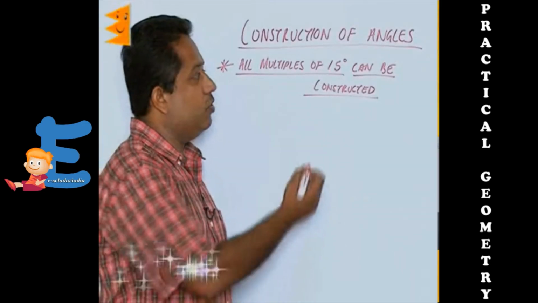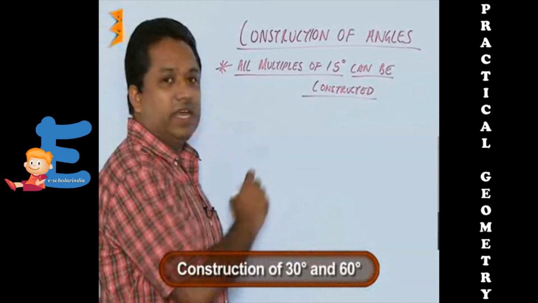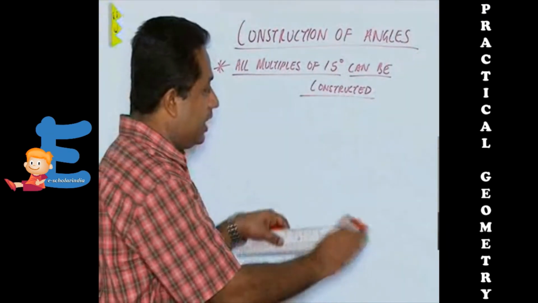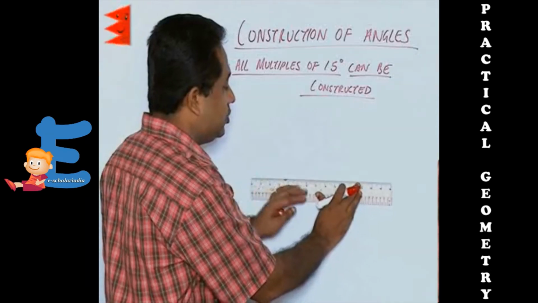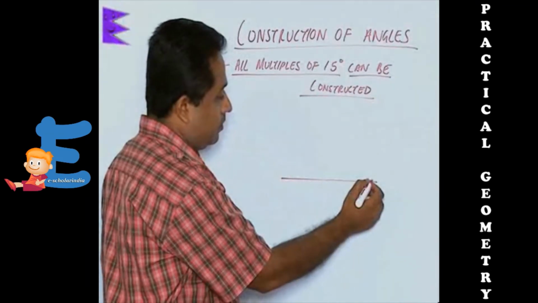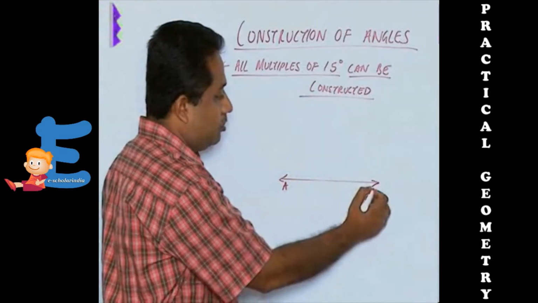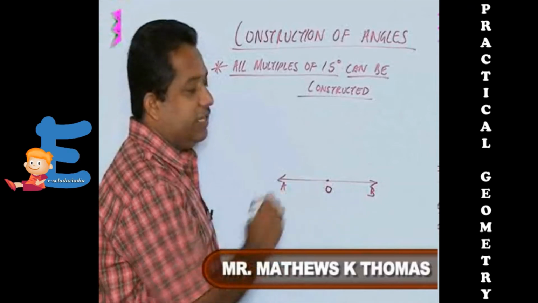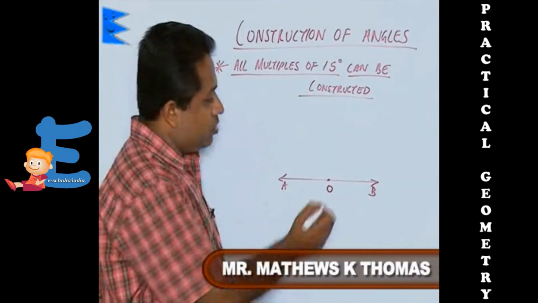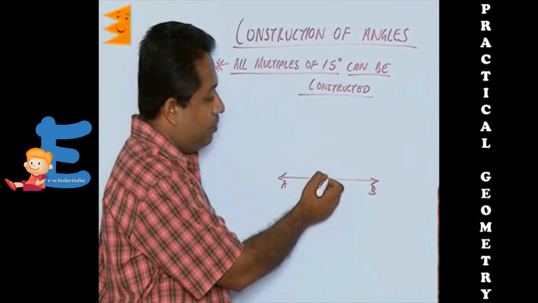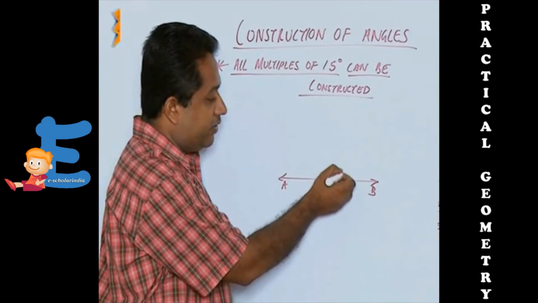Okay, now we are going to do construction of 30 and 60 degrees. 60 degrees can be constructed by drawing a line. Let us assume that this line is AB. We are going to select any point O. After selecting the point O, we are going to draw 60 degrees. Now you will take any radius. From this point O, take any radius and draw the arc.